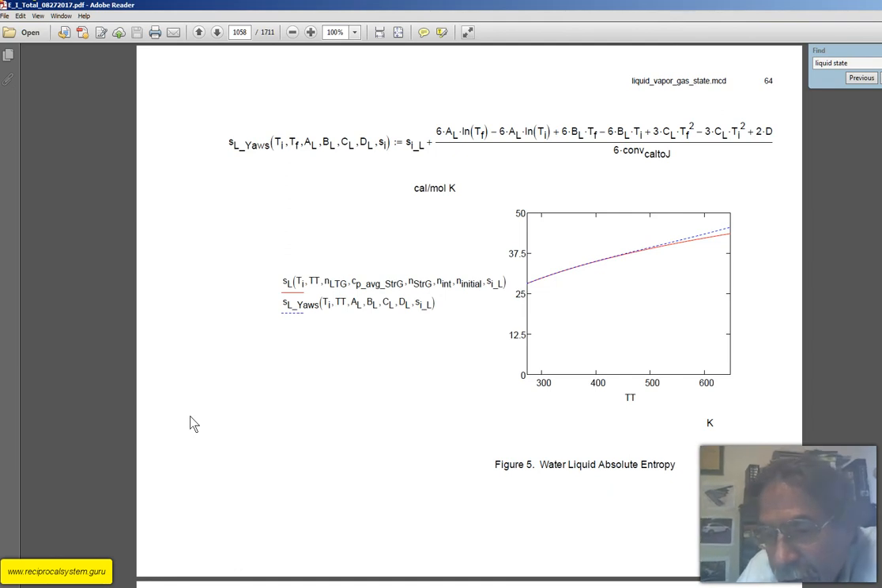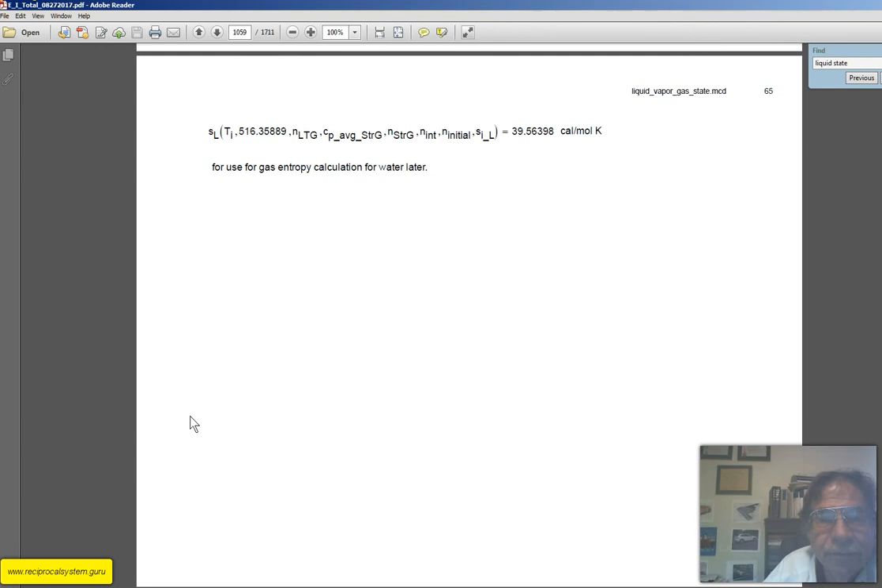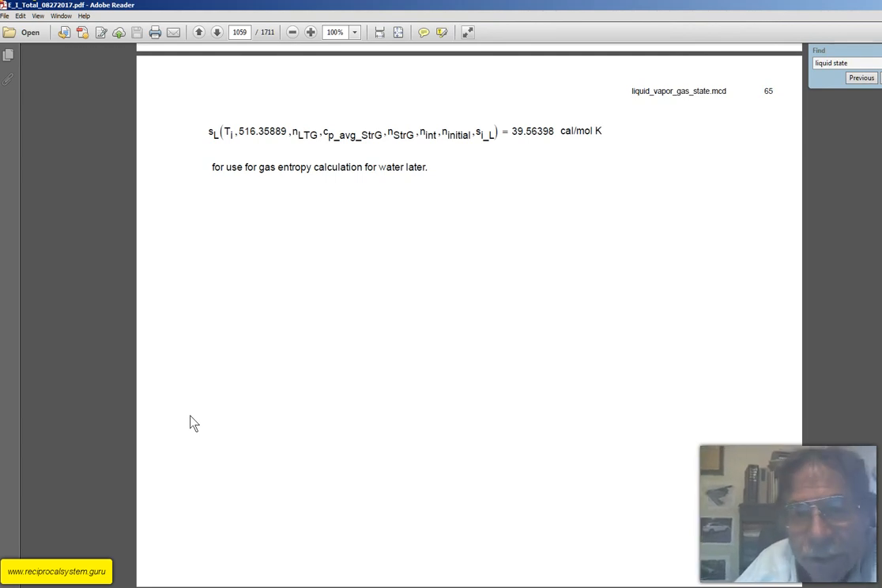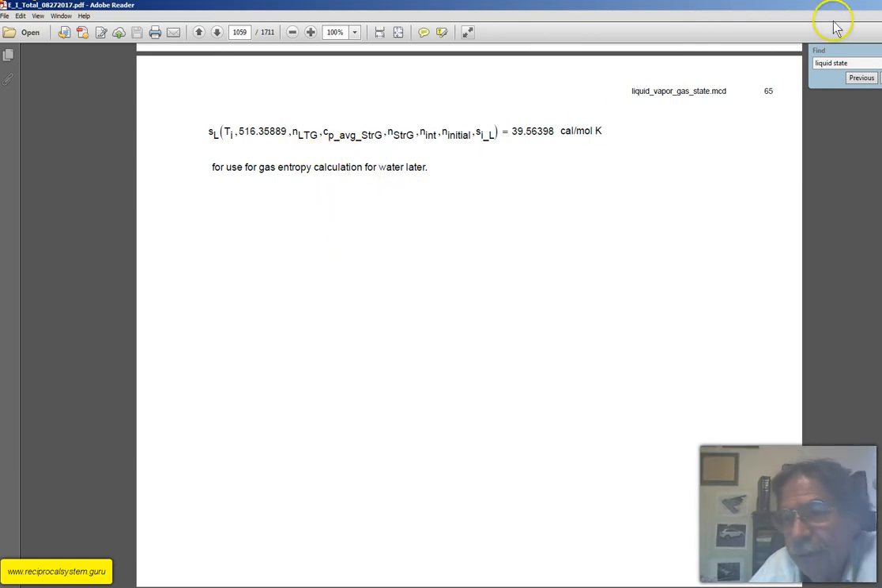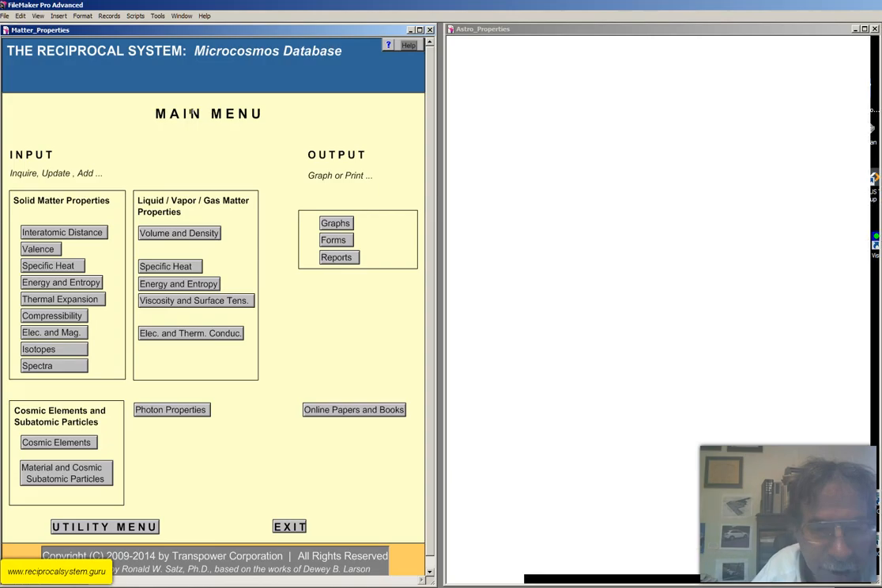Here's like the water liquid absolute entropy, and that compares with the Yaws equation. You can see it's pretty close. All right, I think that's enough for that. But I just wanted to show you this paper, that all the calculations are explained in detail in this paper. So, you know, let's get out of this now and go back to the database. All right.